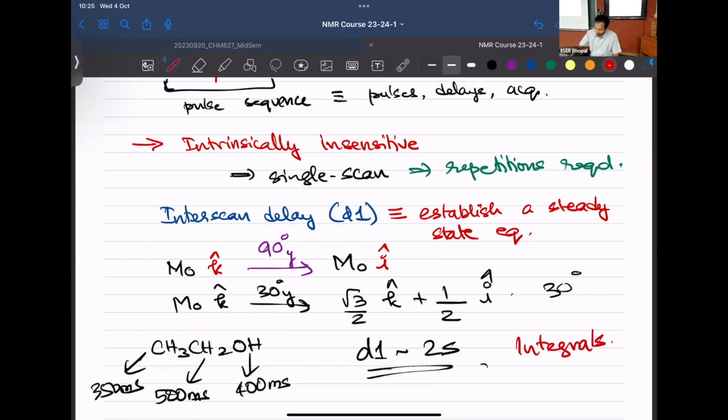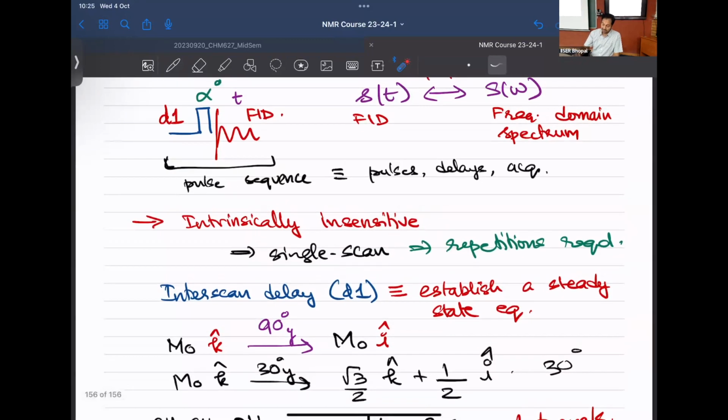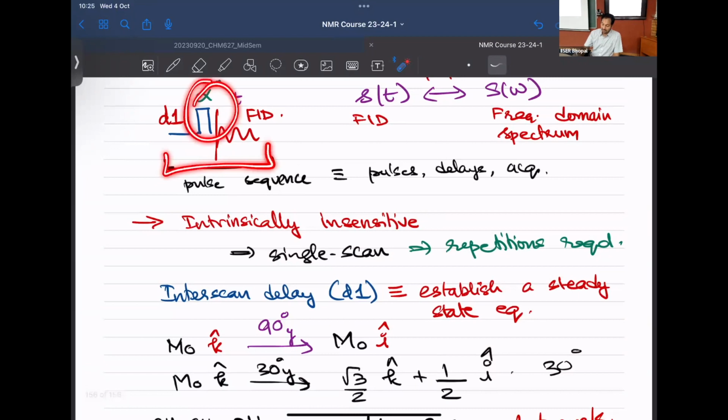So let me repeat what we are trying to do here. We know for a fact that NMR is an insensitive technique. Therefore, a single scan might not yield you the necessary sensitivity. Therefore, repetitions are required. What do we mean by repetitions? It is to repeat the same single pulse experiment several times to co-add the free induction decays. We'll come to that in a moment on how it helps. So when you're repeating this experiment following the perturbation, you'll be away from thermal equilibrium. Therefore, this interscan delay is provided so as to ensure that you reach at least a steady state equilibrium.